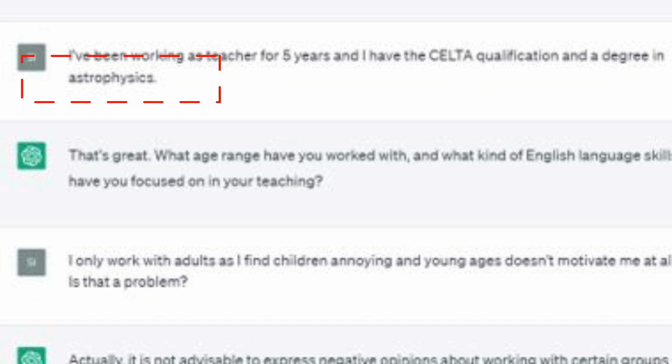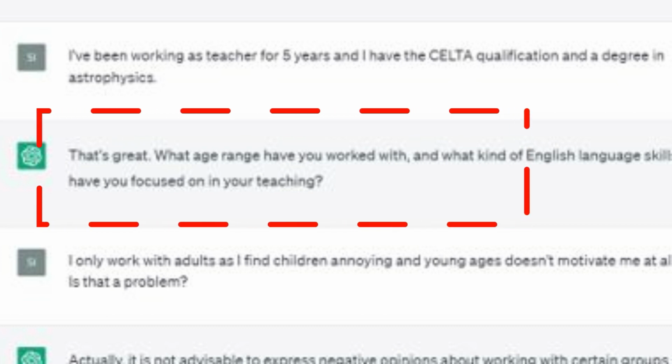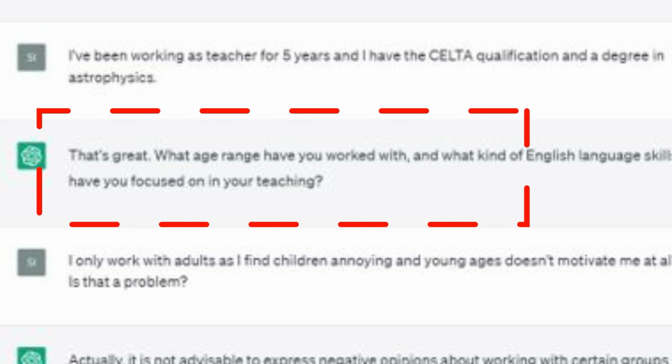But ChatGPT completely ignores that information, which means that it fails in human interaction. Nobody in a job interview, no interviewer would just ignore it. You'd normally say, what? Astrophysics? Are you serious? But it doesn't. It just totally ignores it.